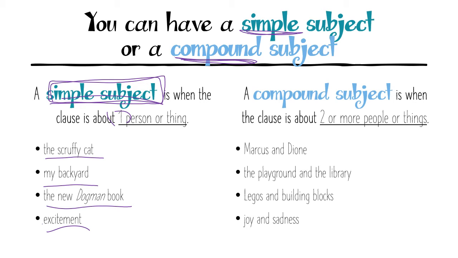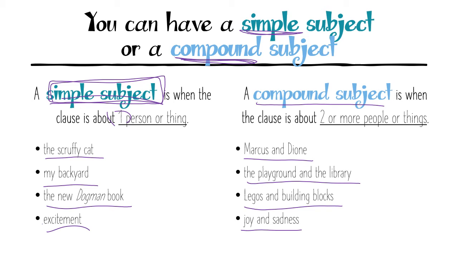And then the other one we're looking at is the compound subject, when a clause is talking about 2 or more people or things. So your compound subject could be Marcus and Dion. They're just 2 people. The playground and a library, 2 places. Legos and building blocks, 2 things. Joy and sadness, 2 ideas.